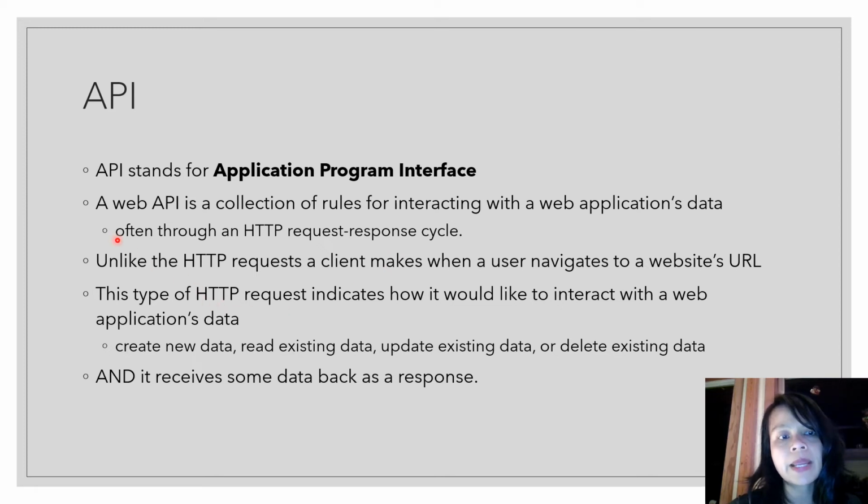So this is where API comes in. API stands for Application Program Interface. A Web API is a collection of rules for interacting with a web application's data. This is often through an HTTP request response cycle. Unlike the HTTP request the client makes when they navigate to a website's URL, as we talked about earlier, this type of HTTP request indicates how it would like to interact with a web application's data. So how to create new data, read existing data, update existing data, or delete existing data. And it receives some data back as a response.